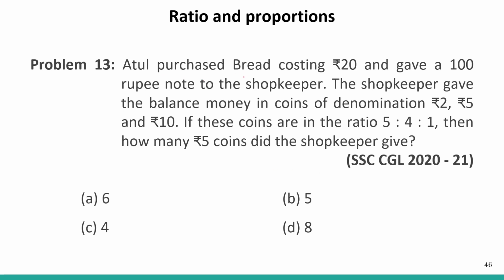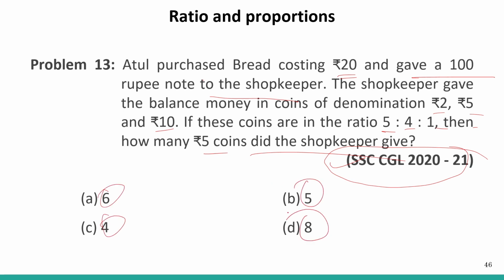Atul purchased a bread costing him 20 rupees and gave a 100 rupee note to the shopkeeper. But the selling price was 20. So the shopkeeper gave him the balance money in coins of denomination 2, 5 and 10. The only note and coins that he gave were 2, 5 and 10. If these coins are in the ratio 5:4:1, then how many 5 rupee coins did the shopkeeper give? This question has been asked in the SSC CGL 2020-21 exam. Let's see which option among A, B, C or D is correct.